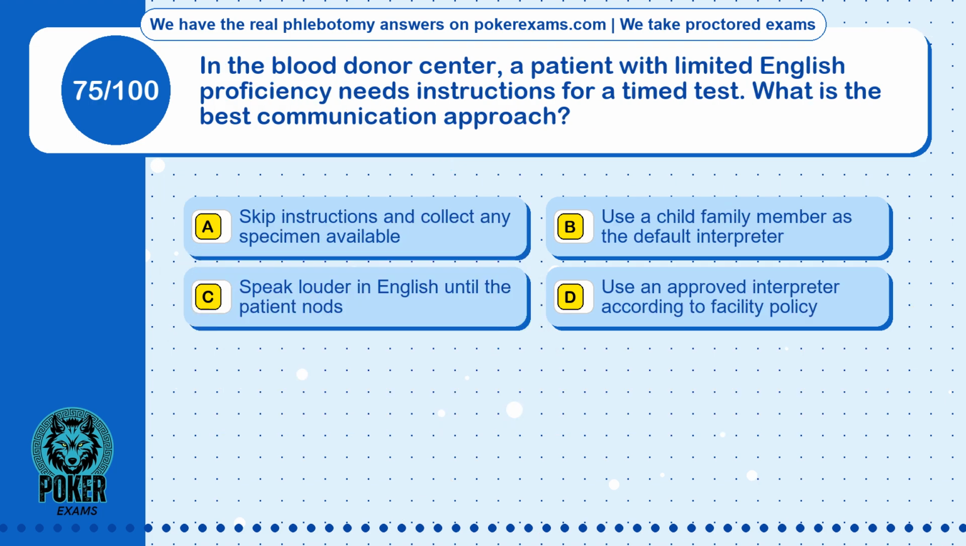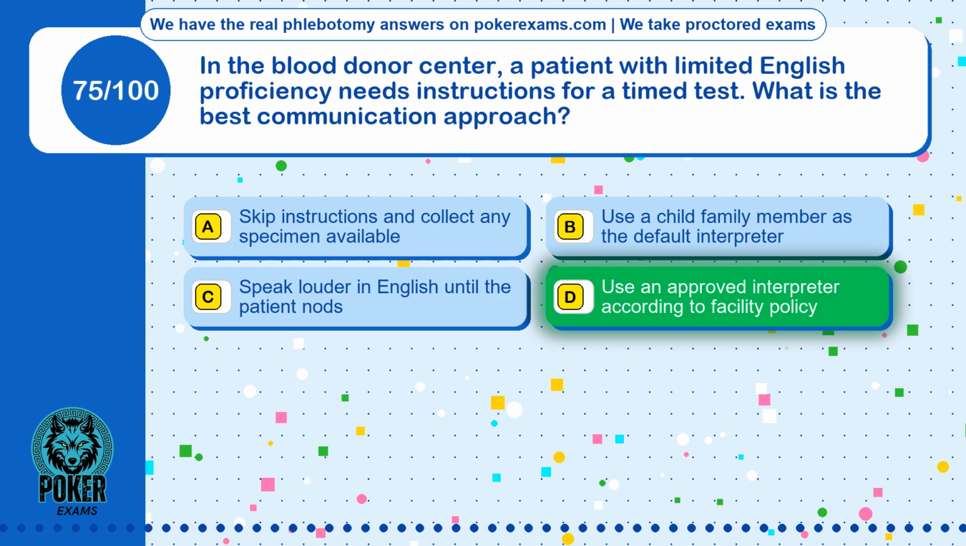Question 75. In the blood donor center, a patient with limited English proficiency needs instructions for a time test. What is the best communication approach? Option A. Skip instructions and collect any specimen available. Option B. Use a child family member as the default interpreter. Option C. Speak louder in English until the patient nods. Option D. Use an approved interpreter according to facility policy.